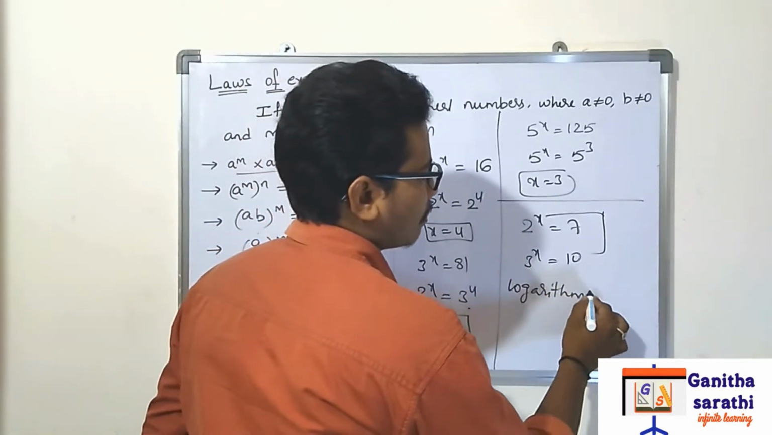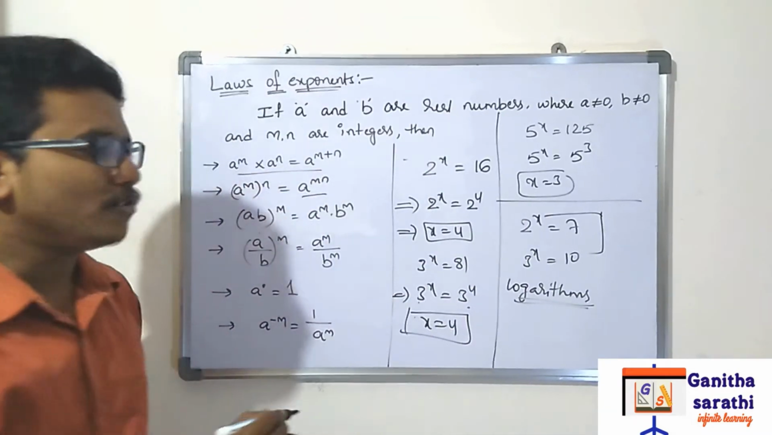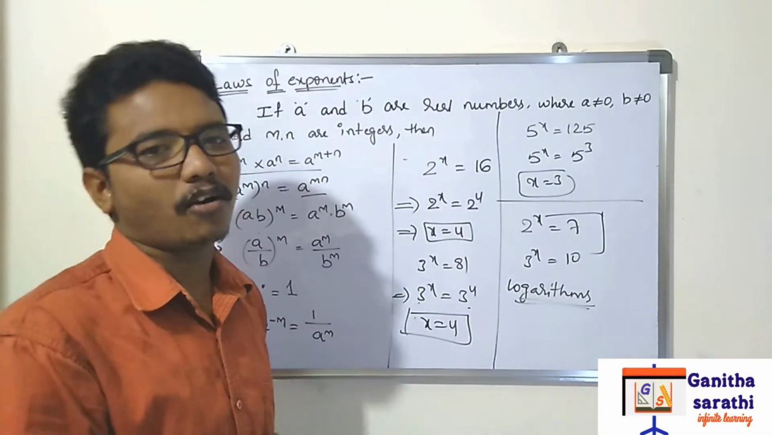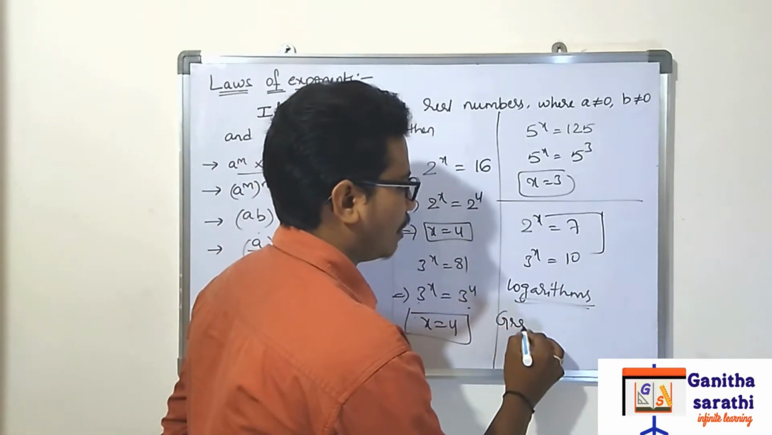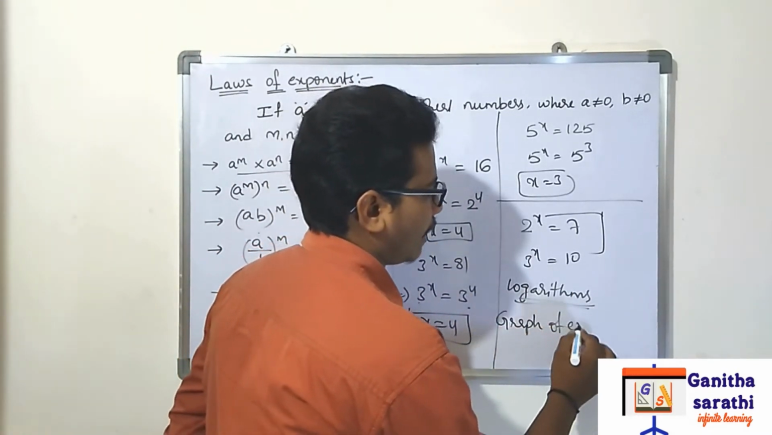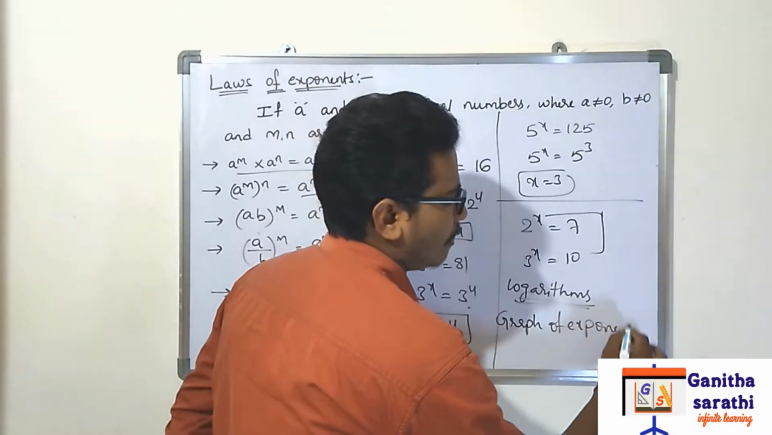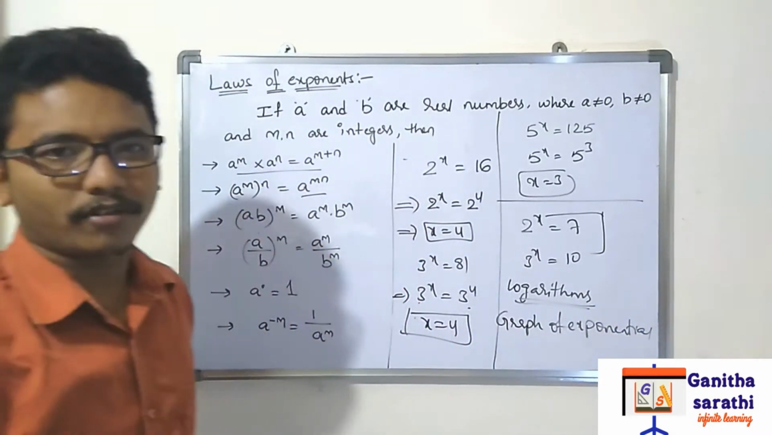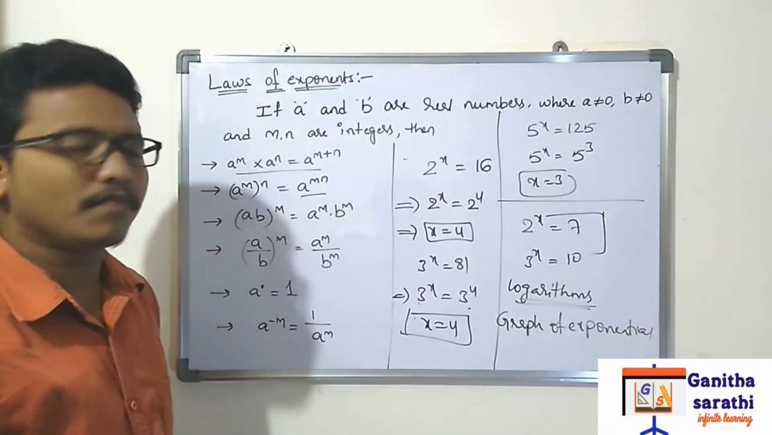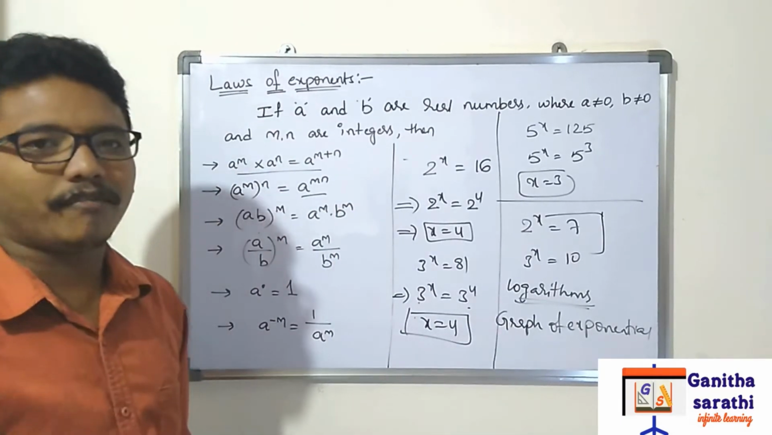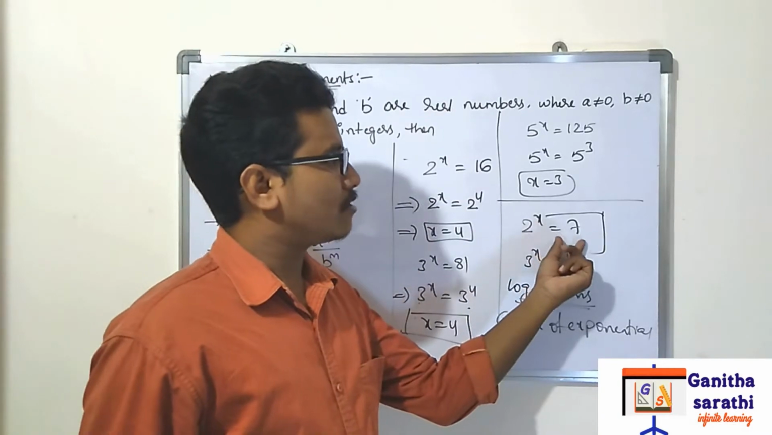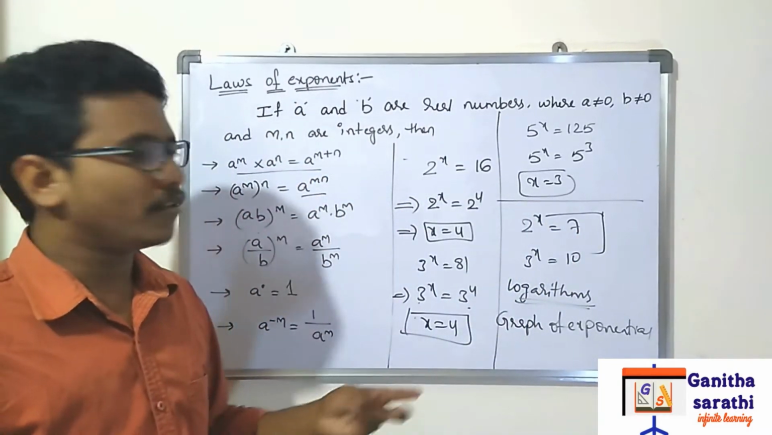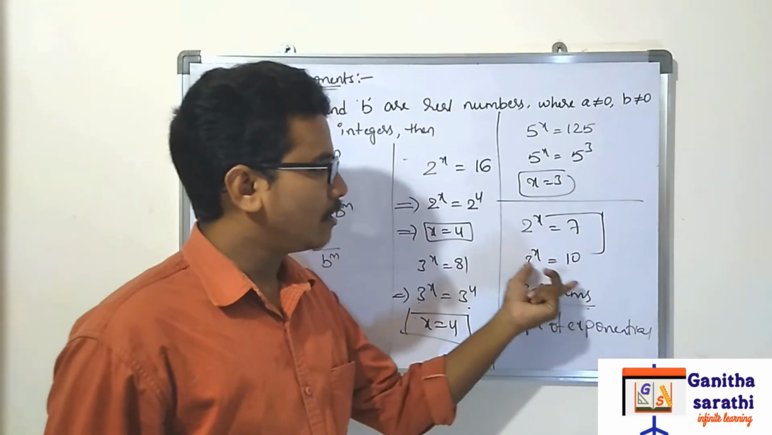For finding x values in this type of problems, we will be having logarithms. Now, the graph of the exponential will also be there. We will discuss it after the logarithms topic. First, let us complete logarithms, and afterwards we will go to the graph of the exponential. Understood? If 2 power x is equal to 7, we can't find the value of x. If 3 power x is equal to 10, how can you find it?